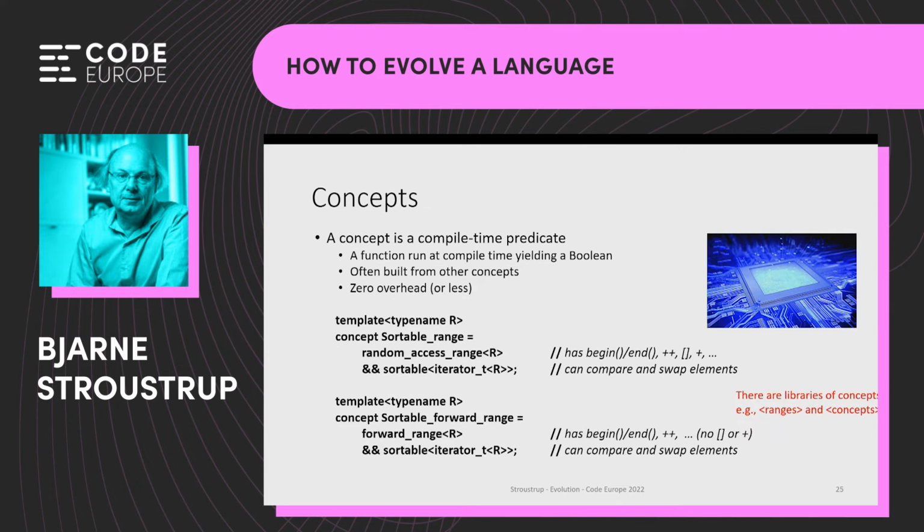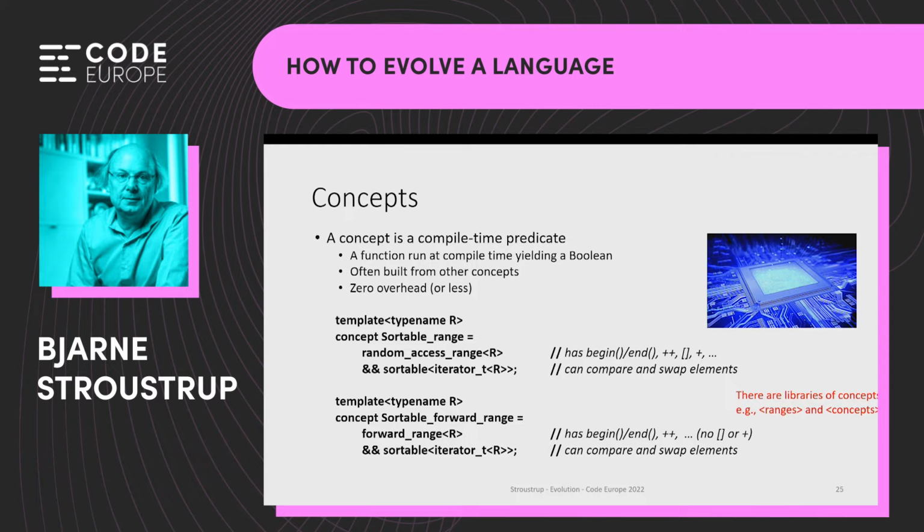Okay, how do we then say sortable range? Basically like this. Concepts are compile-time functions that work on types. So I'm saying an R is a sortable range if it is a random access range and it has sortable iterators. So it has to have a beginning and an end that have some properties, and the properties are plus, subscript, and things like that. That's what it says in the standard. It takes about a page of English. This is not rocket science.